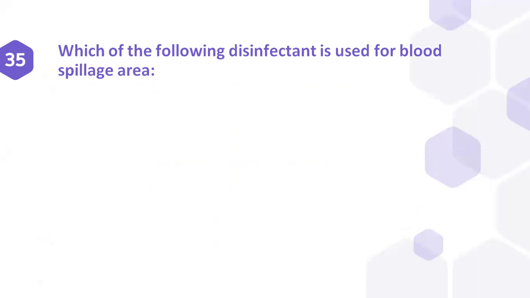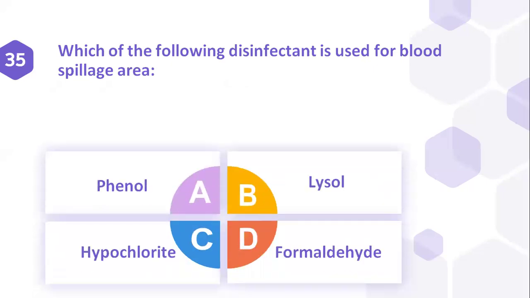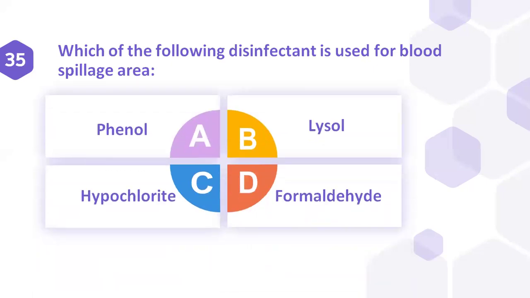Next question, which of the following disinfectant is used for blood spillage area? So here how the spillages are cleaned. Option A, phenol, option B, Lysol, option C, hypochlorite, option D, formaldehyde. So here the right answer is option C, hypochlorite. So freshly prepared 1% sodium hypochlorite is used in case of a spillage area. The spillage area should be covered with freshly prepared sodium hypochlorite solution for a minimum of 15 to 20 minutes.